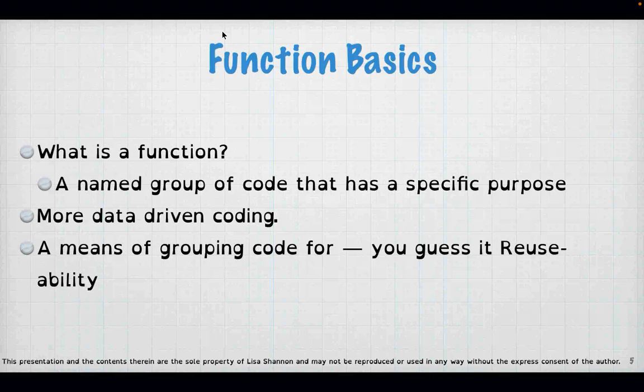So what is a function? A function is a named group of code that has a specific purpose. What's the purpose? It can be anything. It's whatever you want it to be. This is more data-driven coding. Last week, we saw how the outcome of a loop could change based on the data that was going through the loop at any given iteration. Well, this week, we're going to change potentially the outcome of the function, whatever the process in the function does, because we're going to be giving it different data. And functions are a means of grouping code.